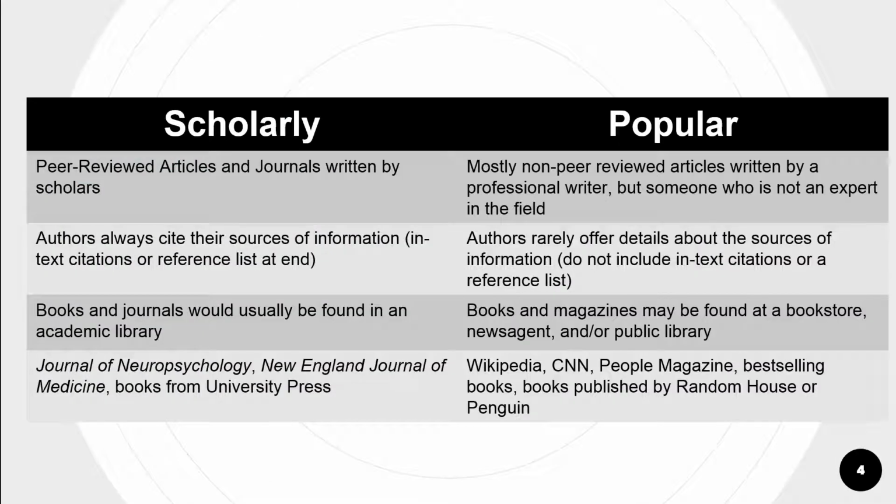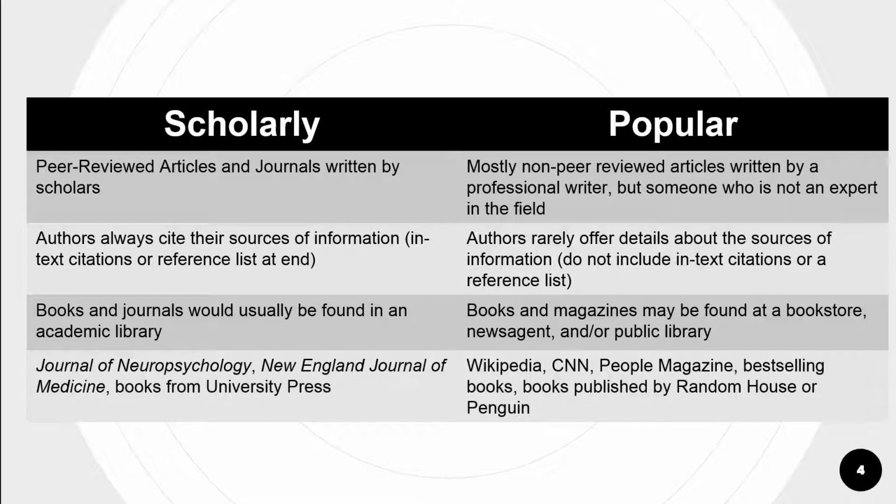Not only is there primary and secondary, but there is also scholarly and popular. Scholarly pieces are peer-reviewed articles or journals that are written by scholars. Peer review is an evaluation of a scientific, an academic, or professional work by others working in the same field, so your peers. Before being published in a journal, an article will go out to a committee of one's peers for evaluation.